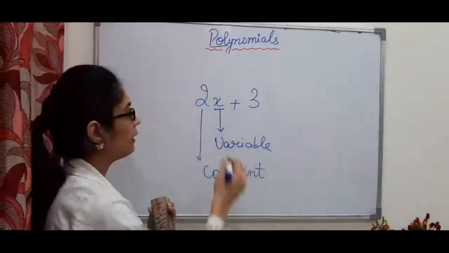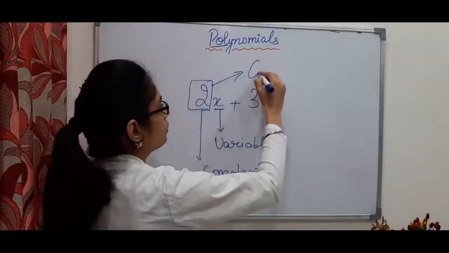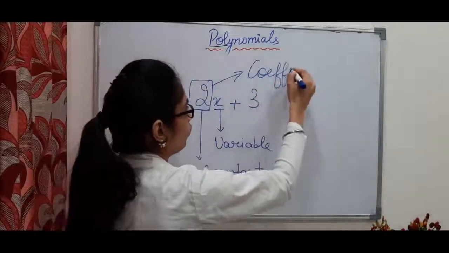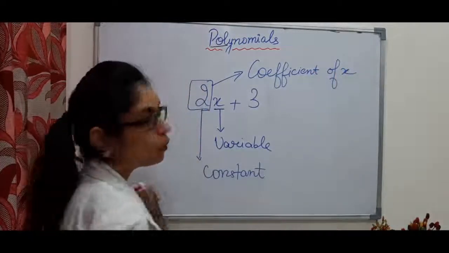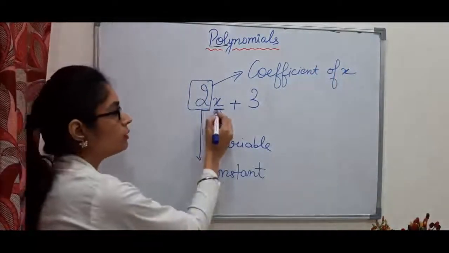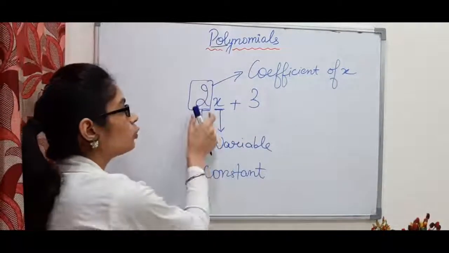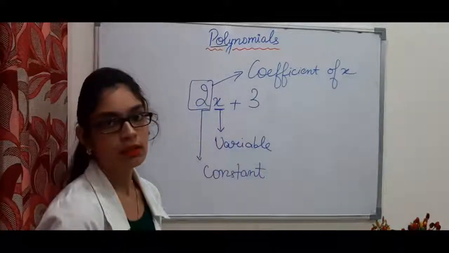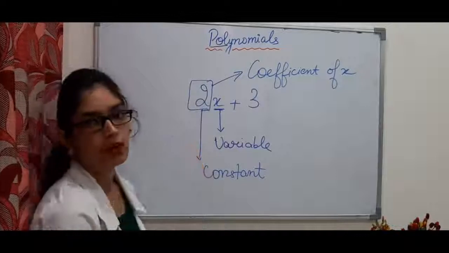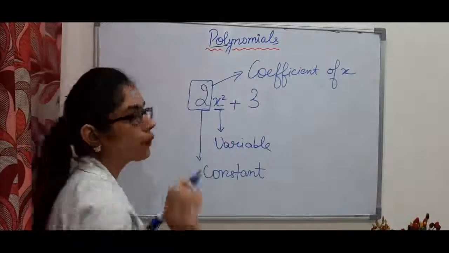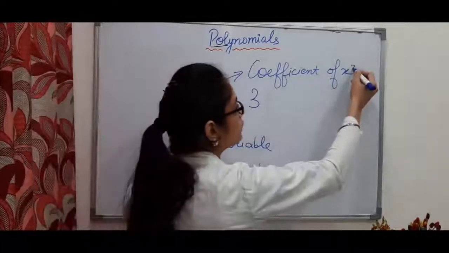This constant is also considered as the coefficient of x. With this variable, with x, this number is written. So I can say this 2 is the coefficient of x. Along with constant, this is known as coefficient also. If it is written with x square, then I can tell that 2 is the coefficient of x square.